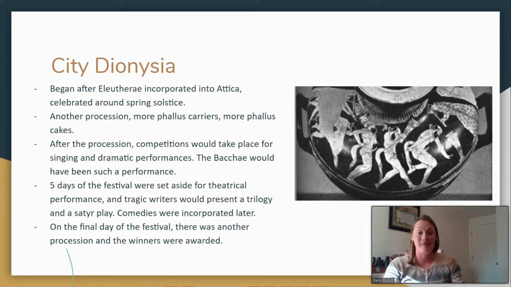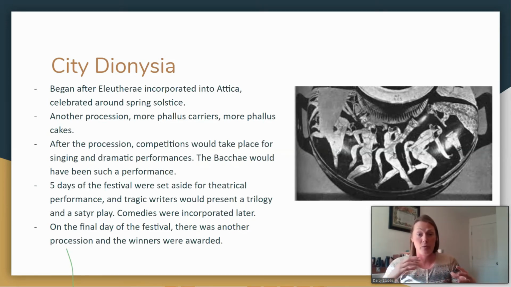They would have singing and dancing, and then also these dramatic performances. So the Bacchae, which you all read for this week, would have been one of these performances. And usually they would have had, I think, 3 different authors all competing for the honor of the greatest set of plays. So 5 days of this festival would have been set aside for these theatrical performances.